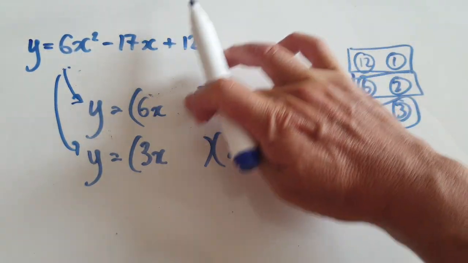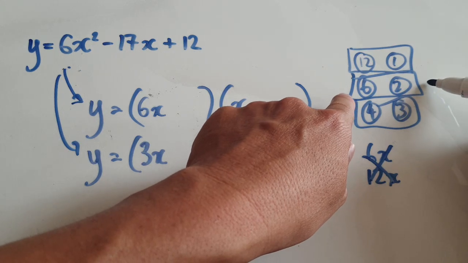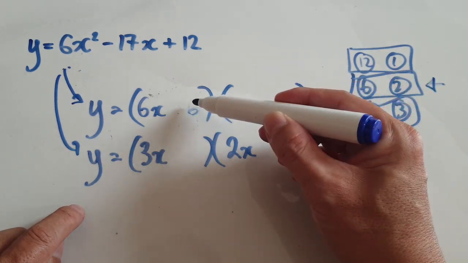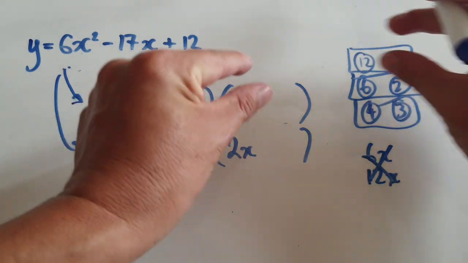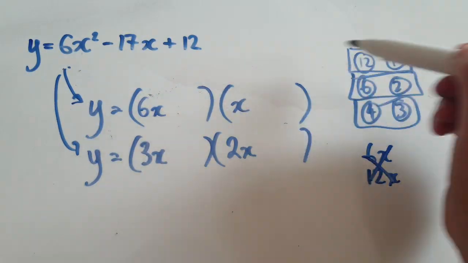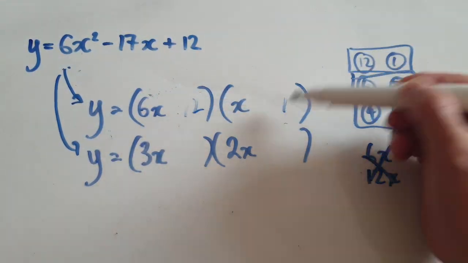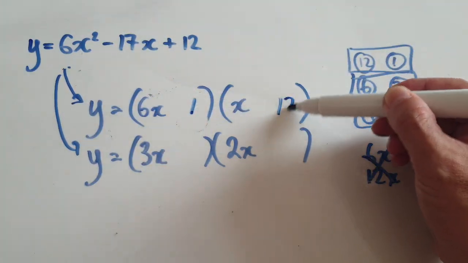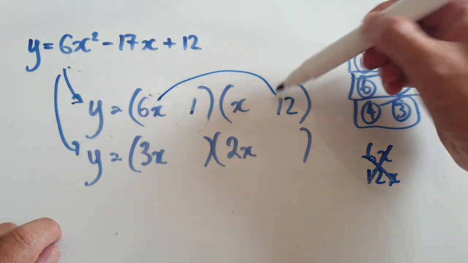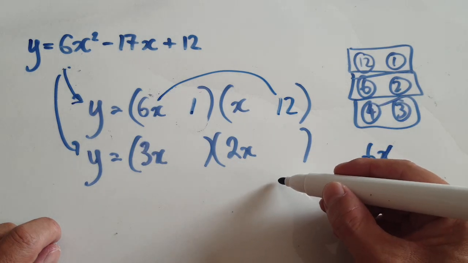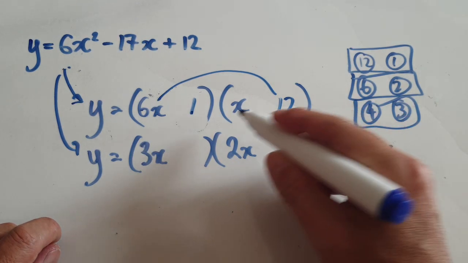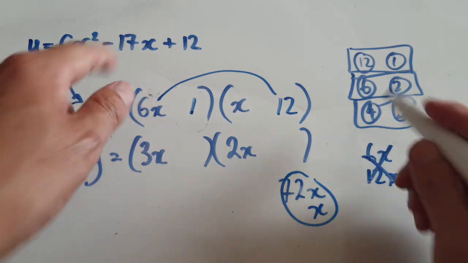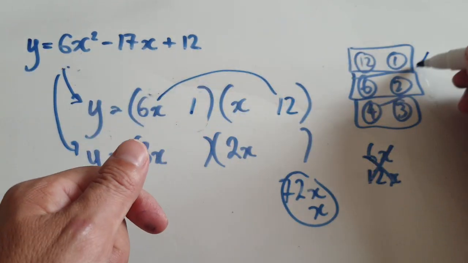Let's consider the next one. 6 and a 2. Oh, sorry, I forgot. We've got to be able to switch them around. Earlier I said 12 and a 1, so now it's 1 and a 12. Let's try this. This times this would give us 72x. This times this would give us x. There's no way you can create a negative 17. So this is totally useless.